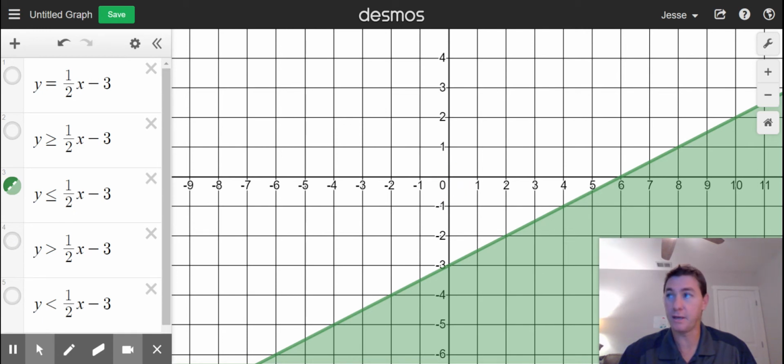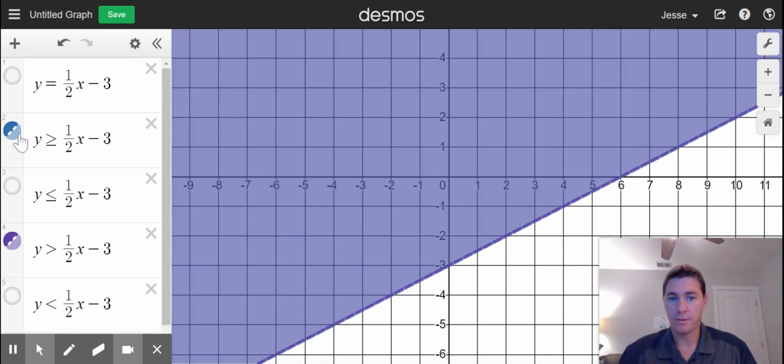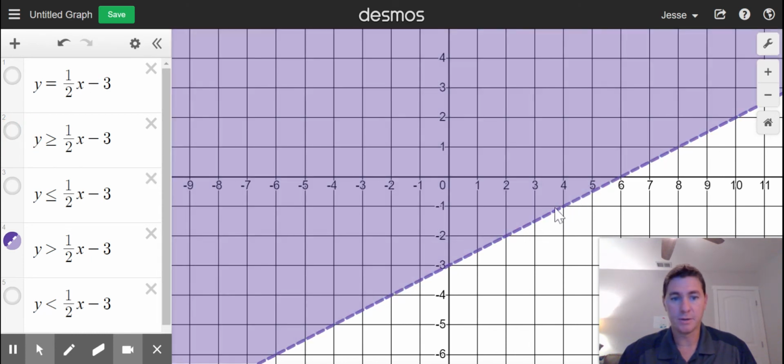Now what if it does not have the or equals to symbol? Let's take a look here. All right, well, notice it looks very similar to the greater than or equal to. The only difference now is that we've used a dashed line. And the reason we use a dashed line is to show that these values on the line are not included. They're not solutions because this does not have the or equals to.